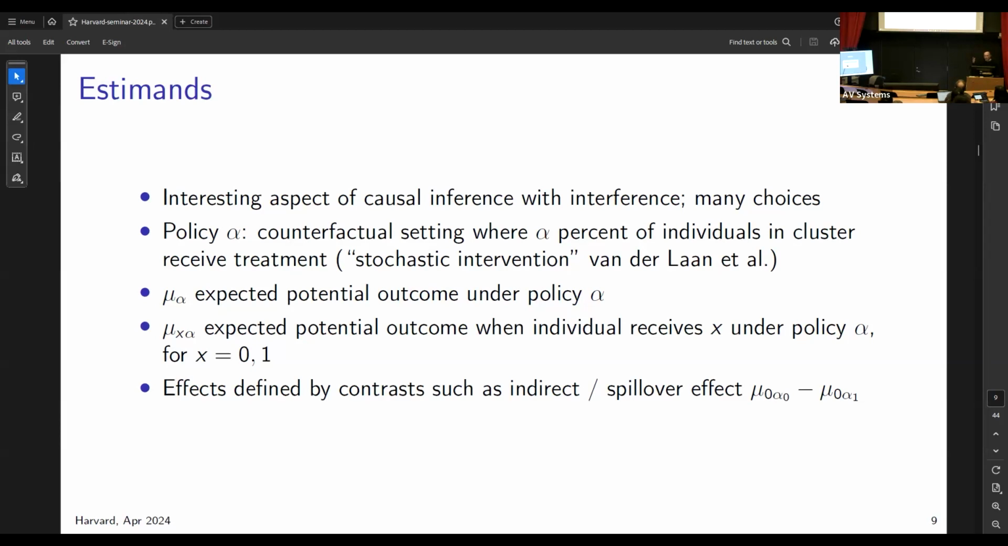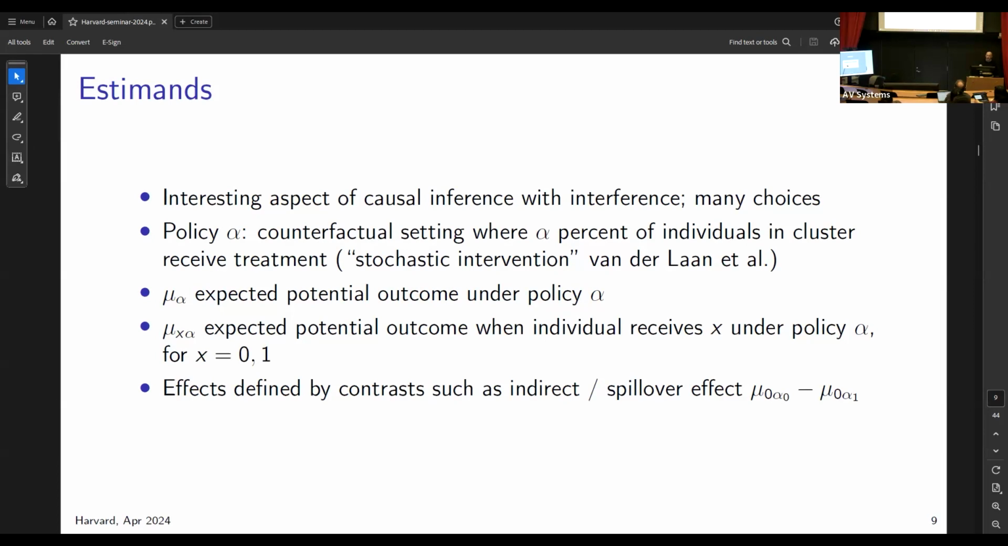what the type of estimate you might think about without getting into the details. But I'm going to be thinking of policies which correspond to counterfactual scenarios where a certain proportion of individuals in the population get treated. So note that by alpha. So when you say alpha as a policy, just think alpha percent of the people are getting treated. And then you can think of average outcomes under that policy. Okay, so mu alpha would just be the average potential outcome under the policy.